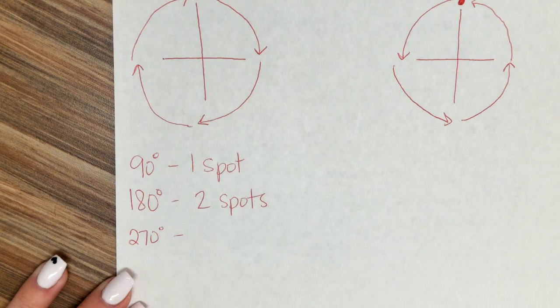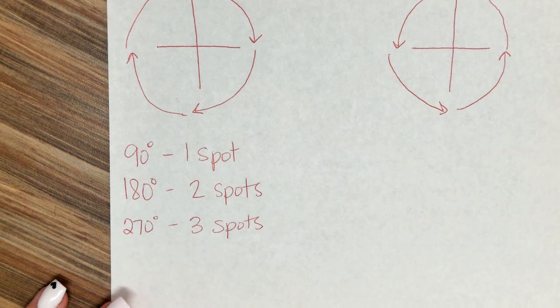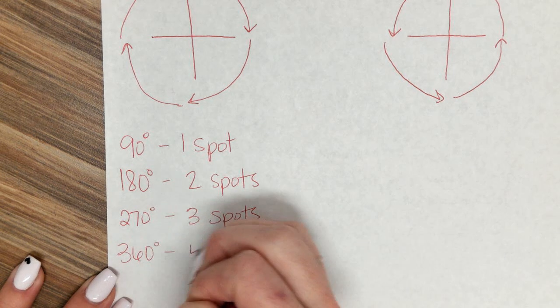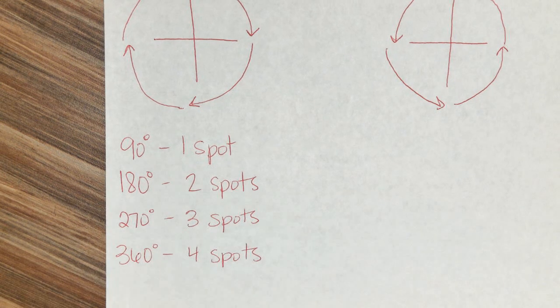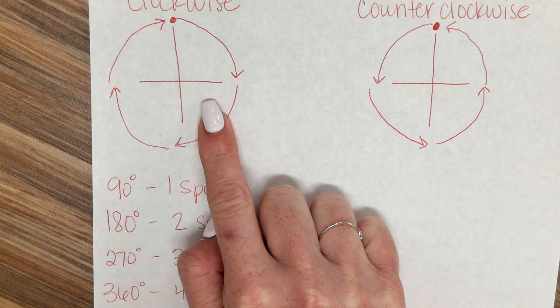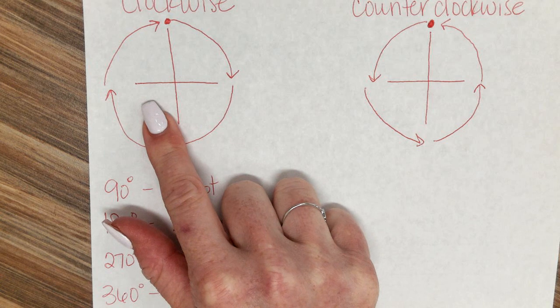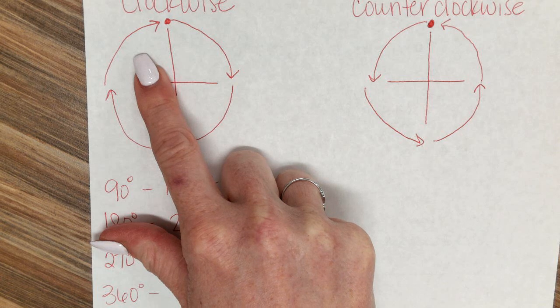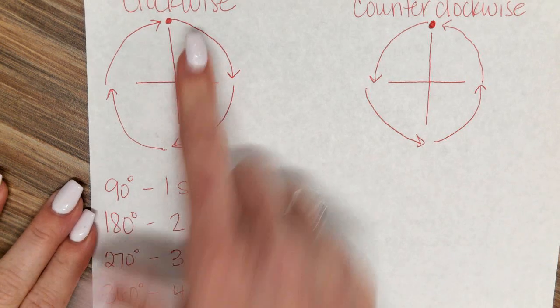How many spots would that be? 3 spots. And last of all, if I add another 90 degrees, that's 360. That's 4 spots, and I would end up right back where I started. Did everybody hear me? So let's talk about it. If I move from here to here, that's 1 spot, 90 degrees. Then if I move here, that's 2 spots. That's 180. You're right. And then if I move here, that's 3 spots. That's 270. And then I would end up right back where I started, 360.